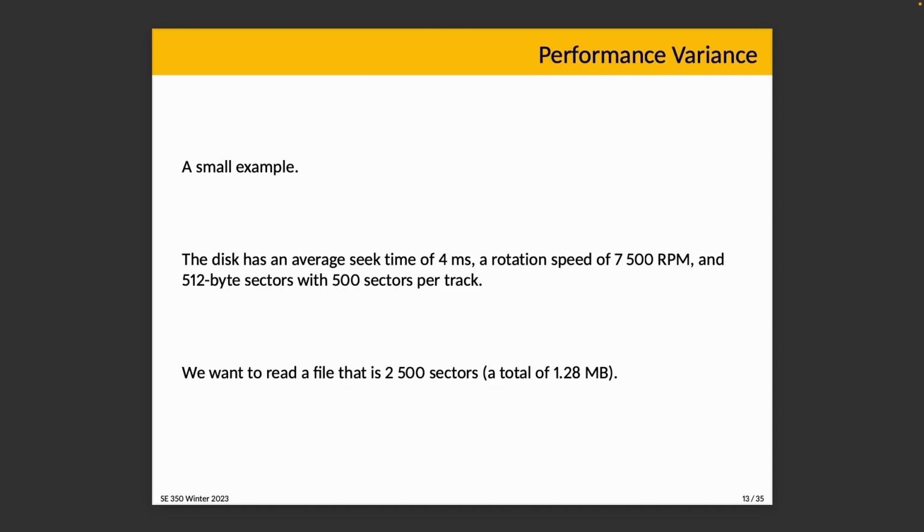Now, in a simple example, this disk is going to have 7,500 RPM. 7,200 is much more common, at least in my experience, but 7,500 has been chosen here to make the example math somewhat cleaner. So we have a disk with an average seek time of 4 milliseconds, so that's our T S, a rotation speed of 7,500 RPM, and 512 byte sectors with 500 sectors per track. And if we want to read a file that is the equivalent of 2,500 sectors, this makes it the equivalent of 1.28 megabytes of data.